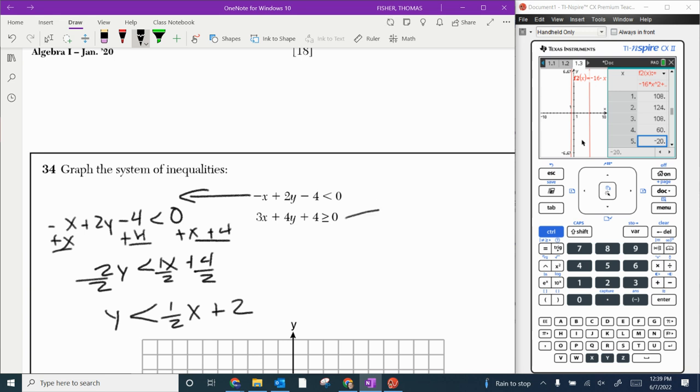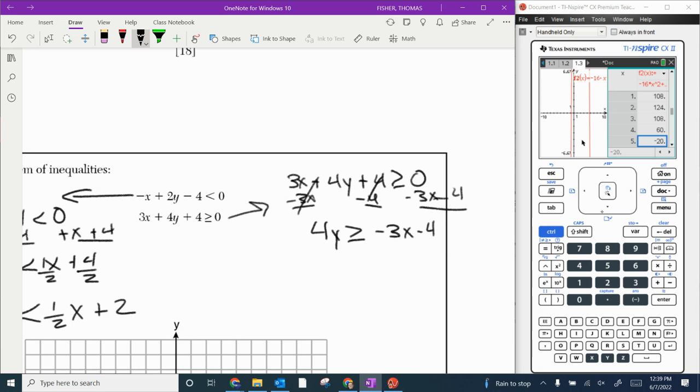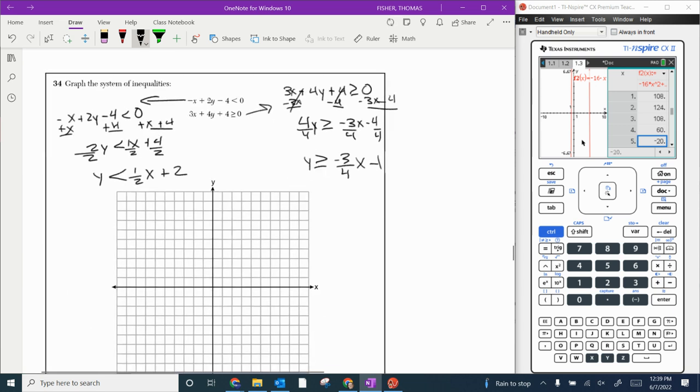And then for this one, same idea. 3x plus 4y plus 4 is greater than or equal to 0. So minus 3x minus 4, minus 3x minus 4. So 4y is greater than or equal to negative 3x minus 4. Divide everything by 4. Y is greater than or equal to negative 3/4 x minus 1. Always leave as a fraction there. There's no reason to make that a decimal. So much easier to graph.